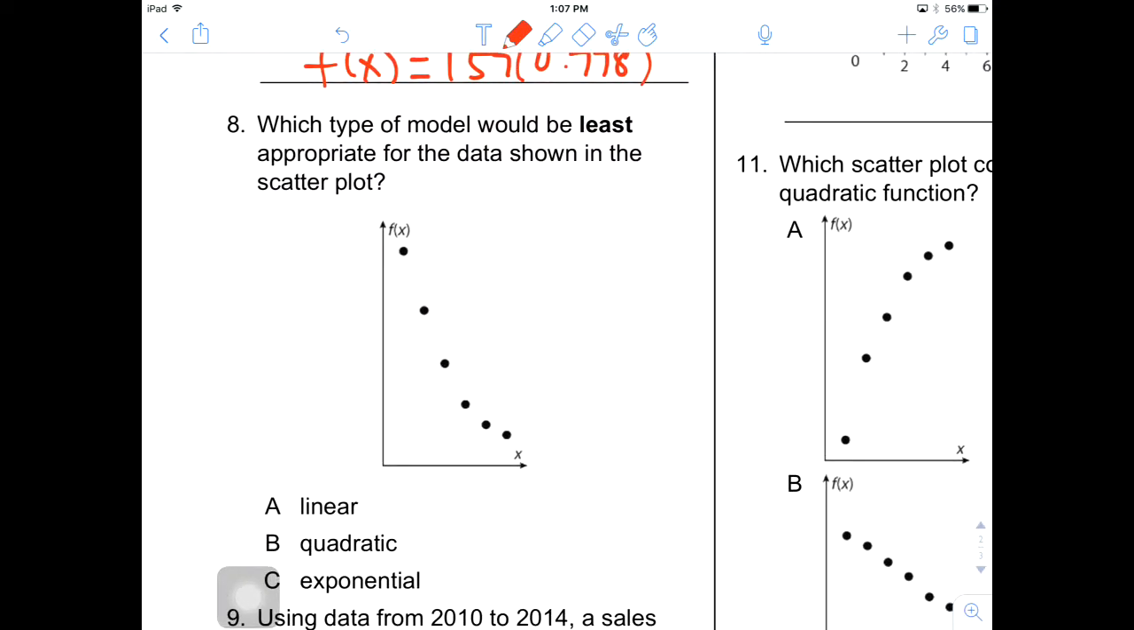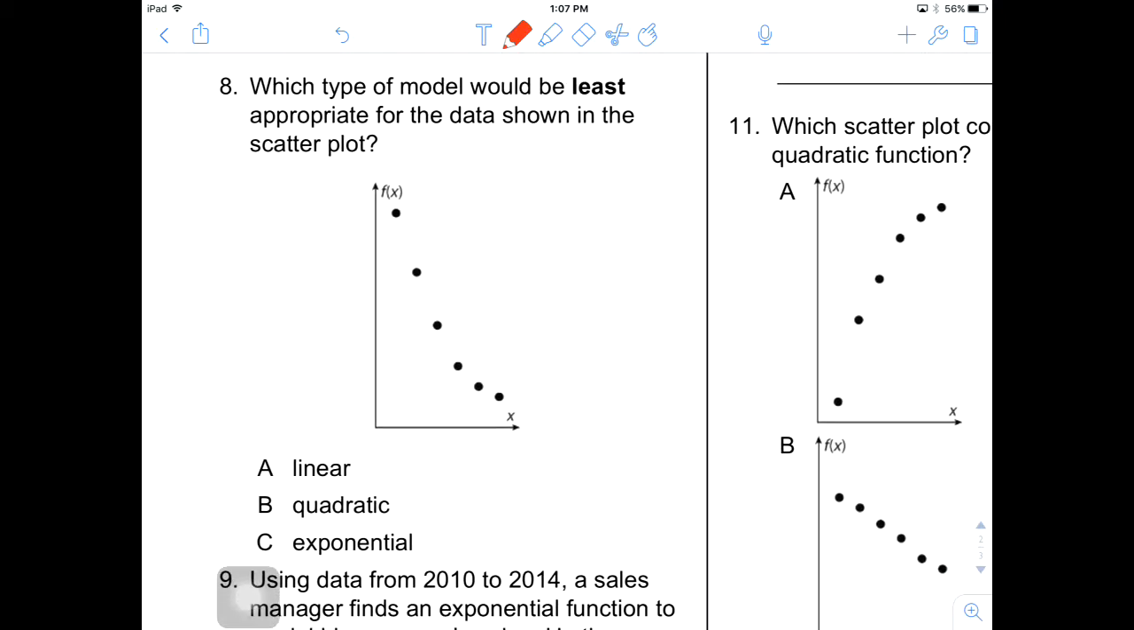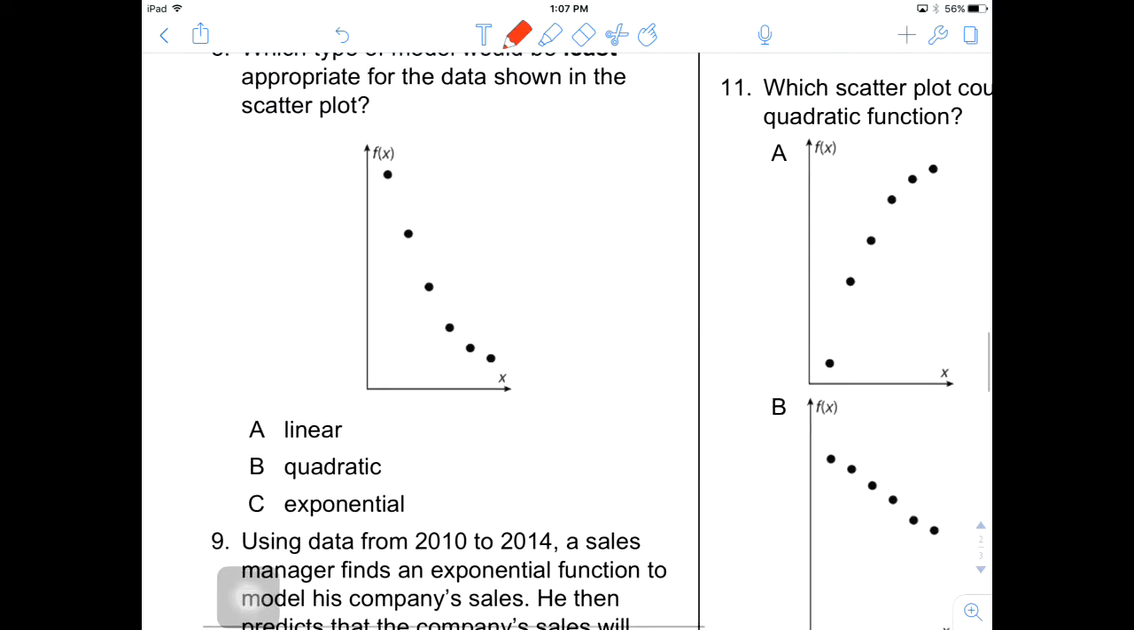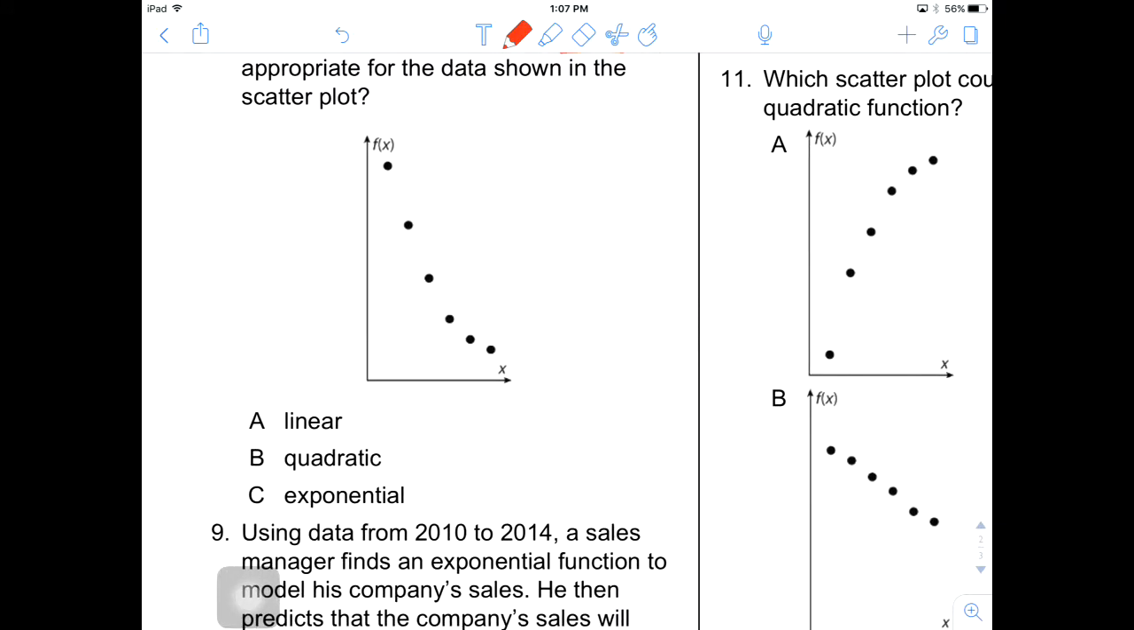Which type of model would be least appropriate for the data shown in a scatter plot? So here we have a curve. It's asking which one is least appropriate. So if you actually look at this curve, the dotted line, the scatter plot, it should follow somewhat of either an exponential, or this could even qualify for quadratic. So the least likely is going to be linear in this case because it does not really fit a line. So the least likely is linear.